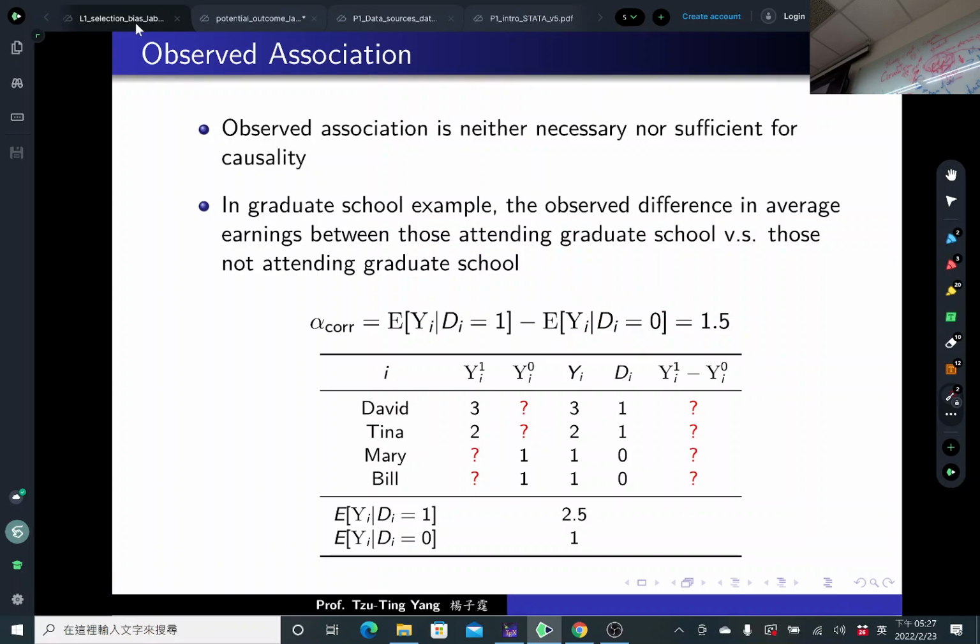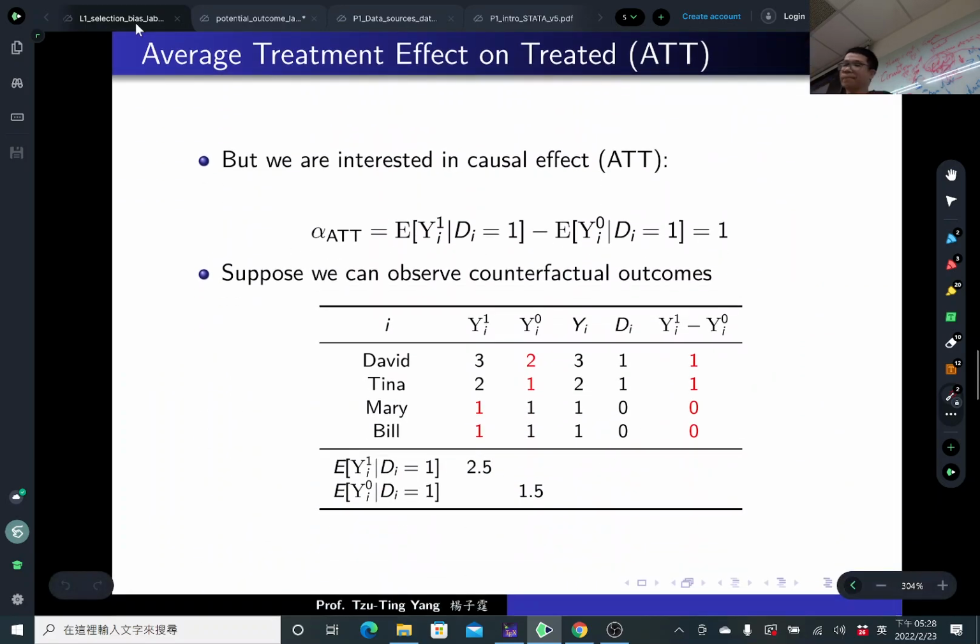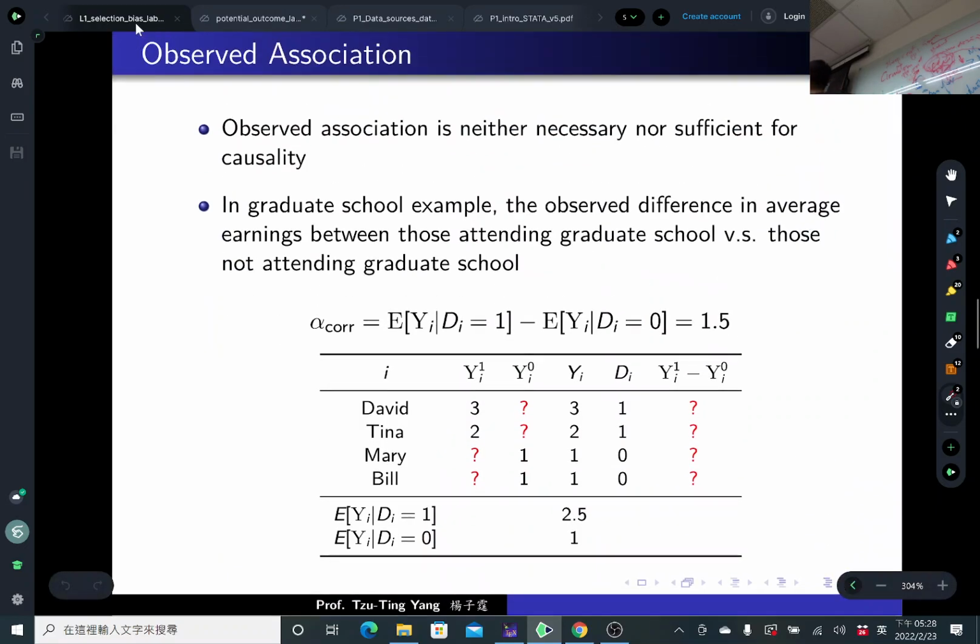So what is this comparison? Basically, you compare Davy and Tina's average earning of $2.5 million with Mary and Bill, because these are the control group. They select not to go to grad school. That's their choice, and due to this choice, they actually have selection bias. So you can just compare this term and this term, and you get some estimate for the causal effect. But this is $1.5 million, and this term does not purely reflect the causal effect.